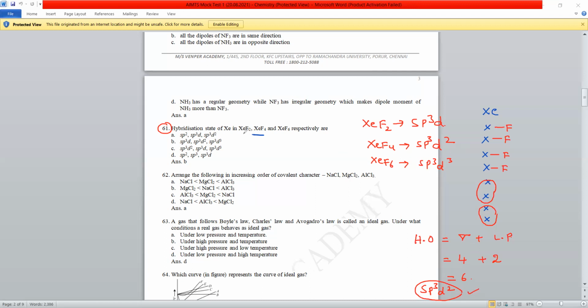So like this we have to calculate. Students, XeF2 you will also get, and XeF6 also you will get. Follow the same method here.